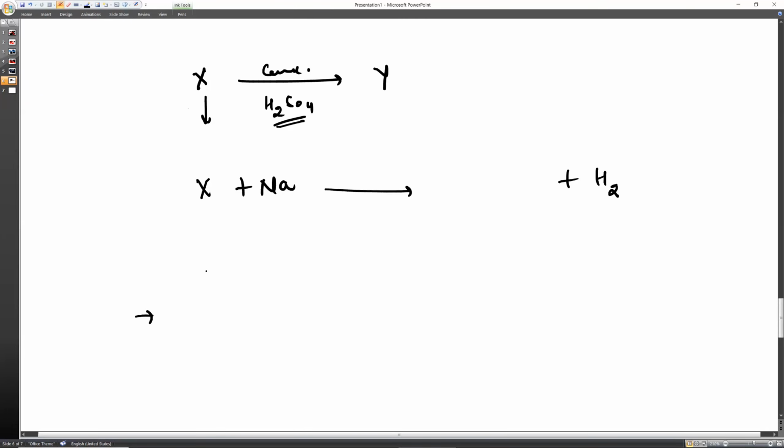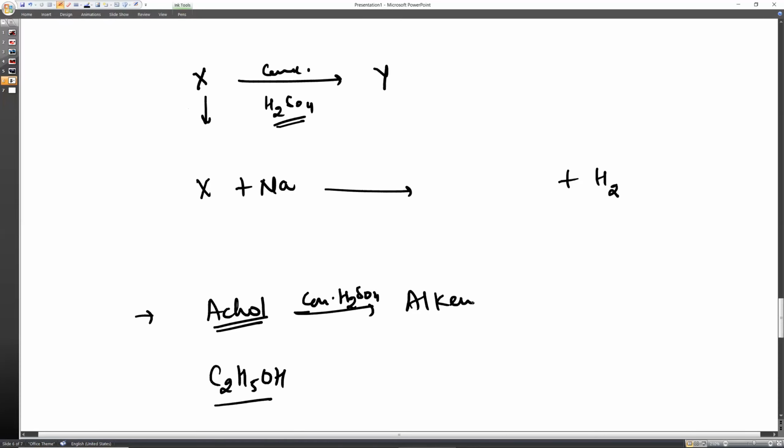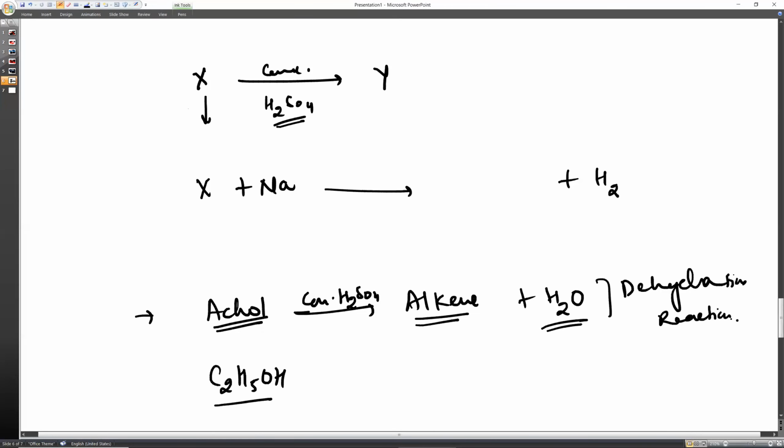So the reaction between this, you know that it is a dehydration reaction in which an alcohol is treated with concentrated H2SO4. Alcohol has the formula C2H5OH, a two-carbon alcohol. So when it is reacted with concentrated H2SO4, it will give you alkenes plus water. This is called dehydration reaction. Okay, understood? Yes, sir.